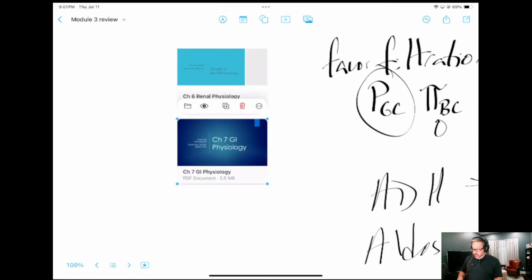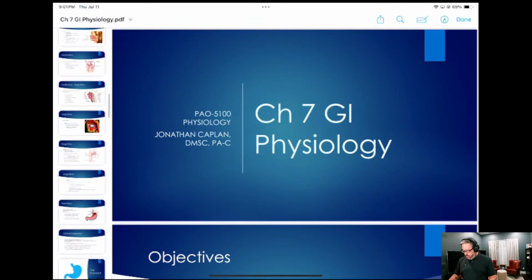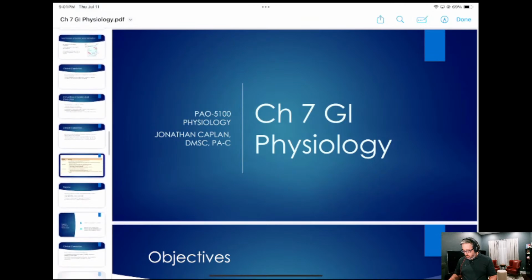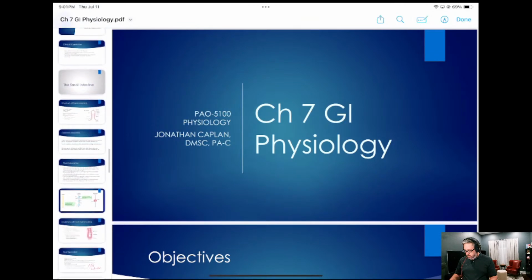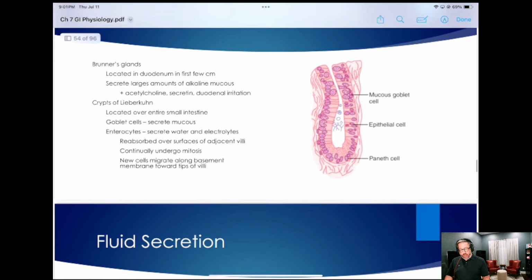Okay, the crypts of Lieberkühn. Big things about the crypts: they're all over the entire small intestine. The important thing is they have goblet cells. Remember, whenever you see goblet cells, they're going to make mucus. All this food has to slide across the small intestine. Mucus makes it slide across. When you don't have the mucus, it doesn't slide very well. Also, that protection is there.